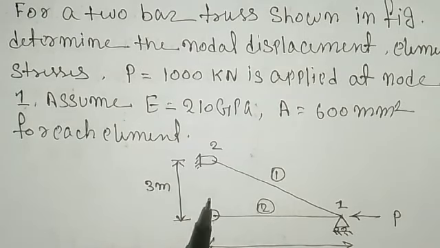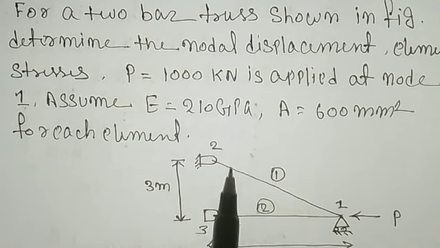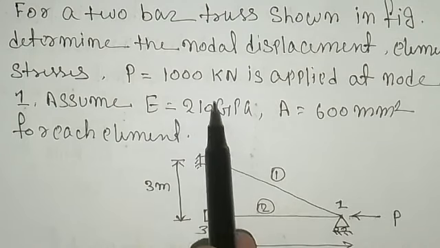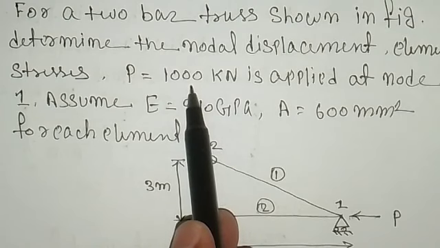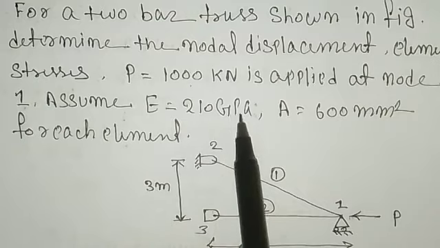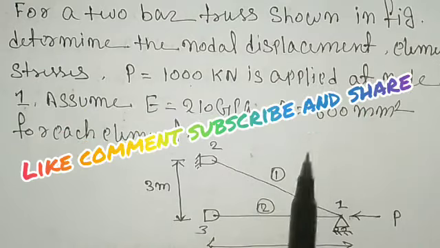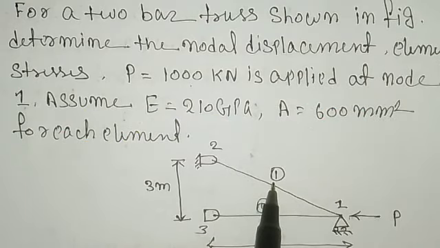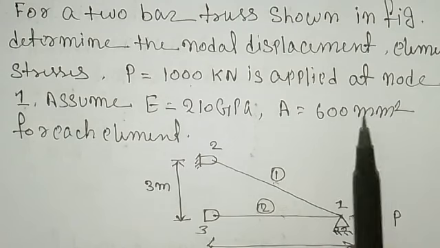So the figure is here. You can see the two element truss is given. This is element 1 and this is element 2. Here you have node 1, node 2 and node 3. The load is acting towards the left direction, horizontal at node 1, whose magnitude is 1000 kilonewton. The Young's modulus for each element is 210 GPa, and the area of each member, that is the area of this member and this member, is 600 mm square.